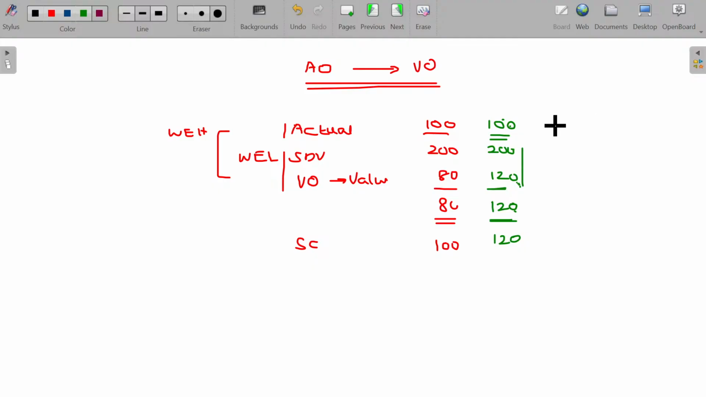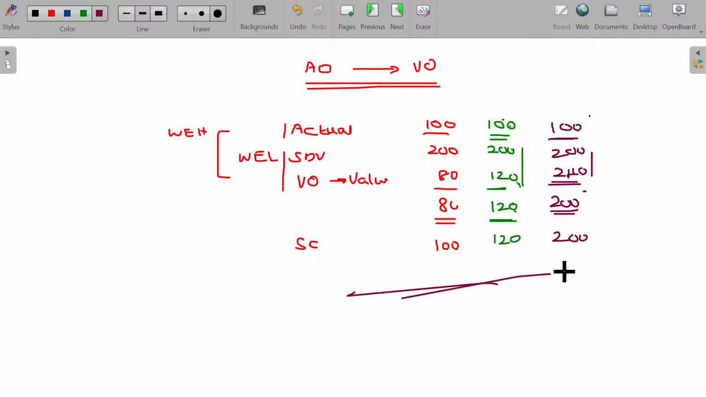Last scenario, actual being 100, stamp duty value being 200, but the valuation officer says, sir, it's really worth 240 lakhs. Then between these two, whichever is lower, 200, will be taken. And compare 100 and 200, whichever is higher will be the sale consideration. So the last point is all about the valuation officer's value.